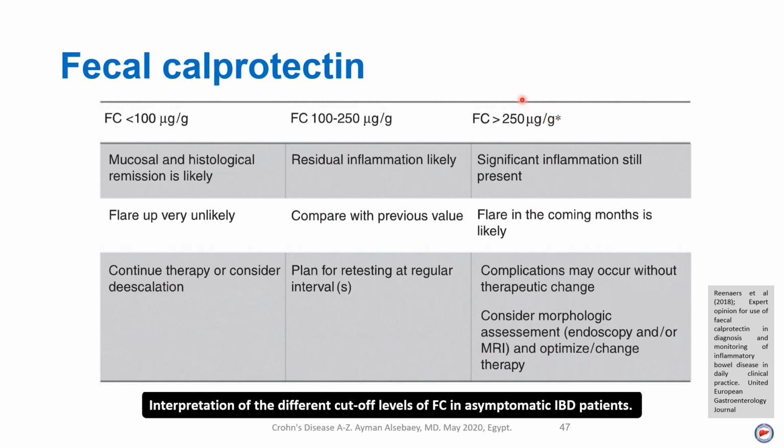Fecal calprotectin also in a patient with no symptoms now: if it is high and the patient is asymptomatic on treatment, consider that there will be a flare in the coming months or there will be relapse, okay? Complications may occur without therapeutic change, okay? And consider morphological assessment also with endoscopy or MRI to optimize or change your therapy. So fecal calprotectin is useful.